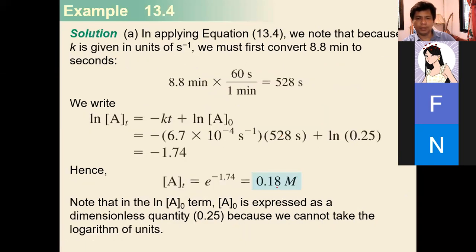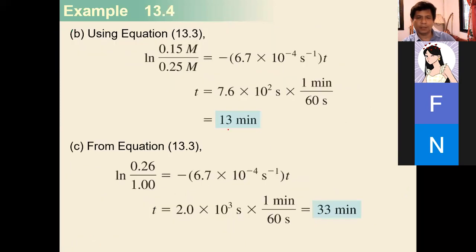So, ito yun, 0.18. So, tama, 0.18. Yung pangalawa, 13 minutes, 13 nga ba yun? 12.7 ata. So, round off 13 minutes. Tapos yung pangatlo, 33 point something. So, 33 minutes. Okay? Question?